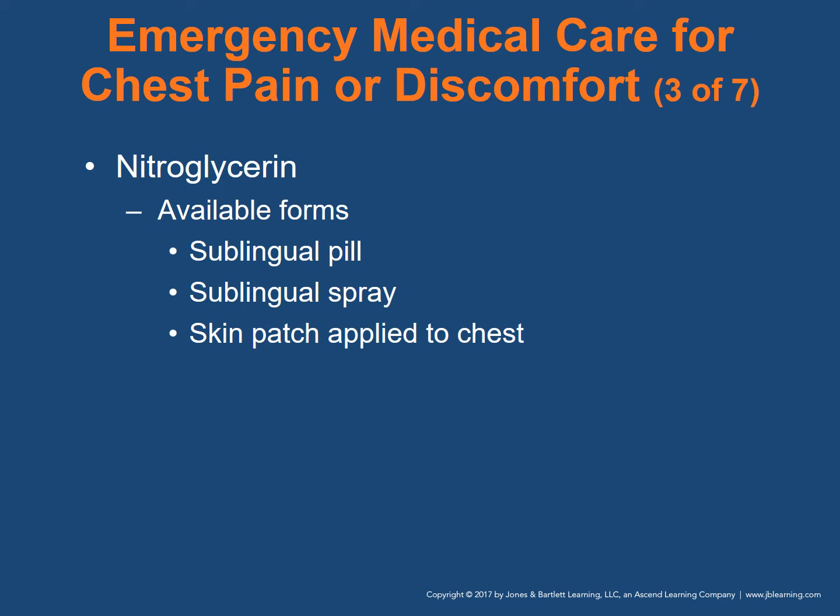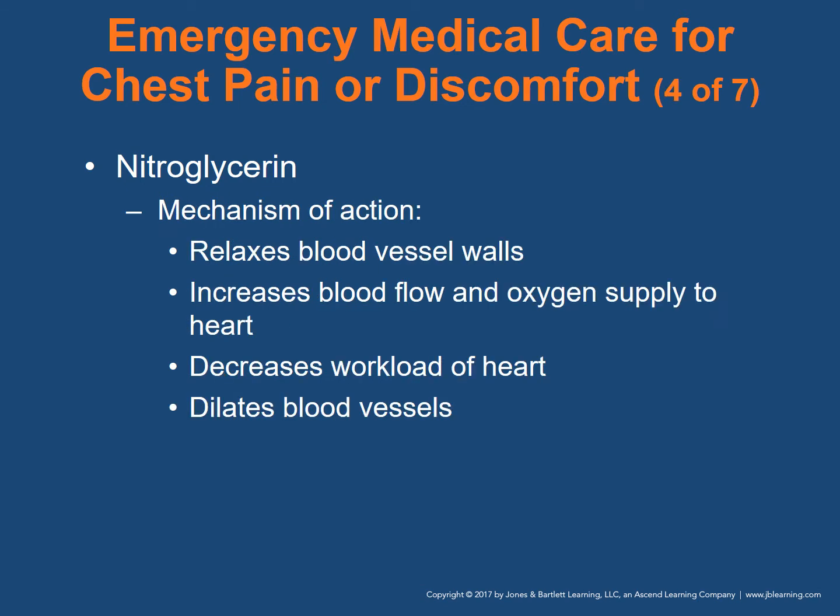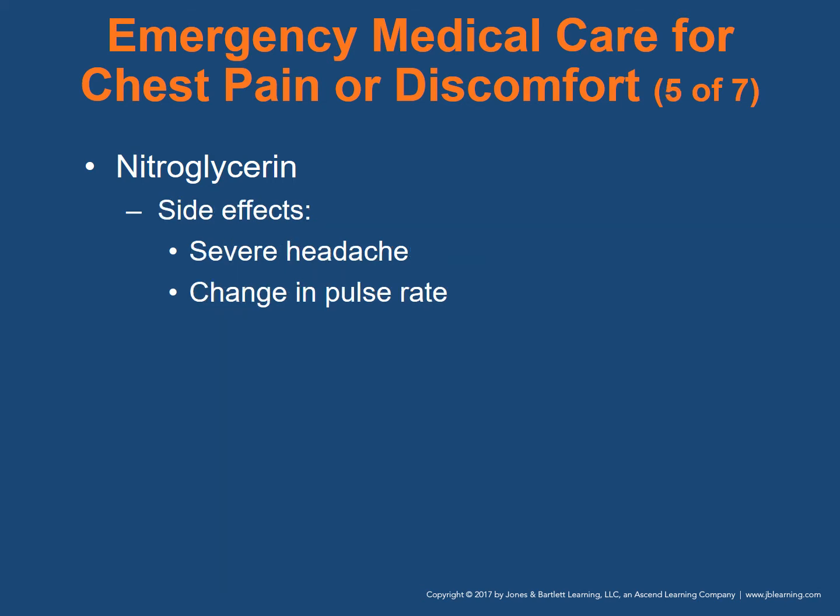Nitroglycerin, we recognize that it can come in many forms, including a sublingual pill, sublingual spray, or even the skin patch. But most of the ways that we give it is going to be that sublingual pill. And what does nitroglycerin do? Well, nitroglycerin's action is to relax the blood vessels, allowing for an increased flow of oxygen supply. It will then decrease the workload of the heart. So it is a vasodilator. It dilates the blood vessels.